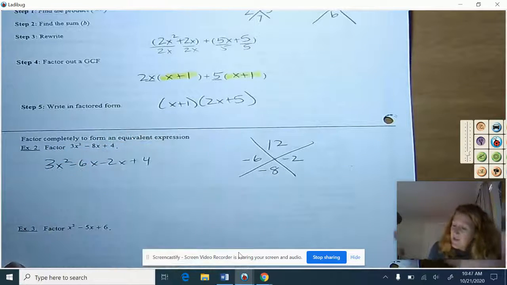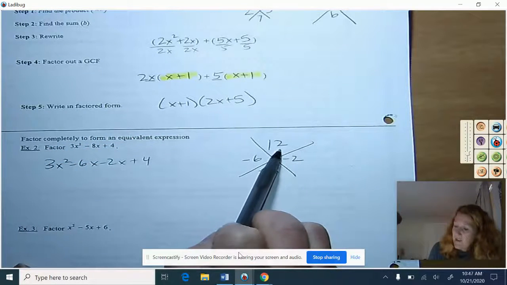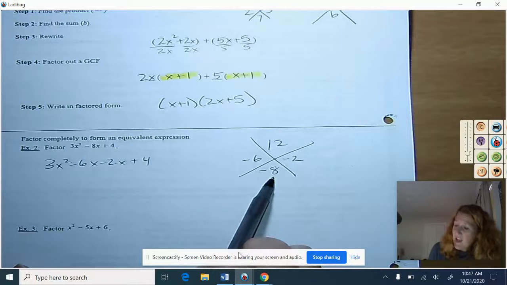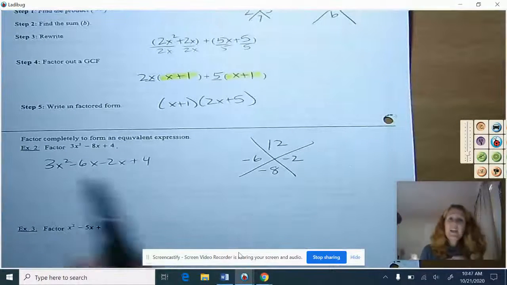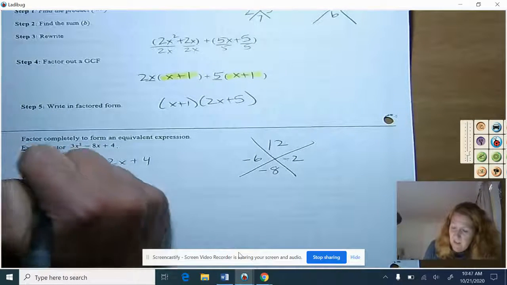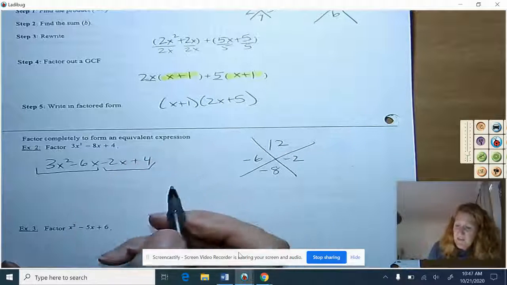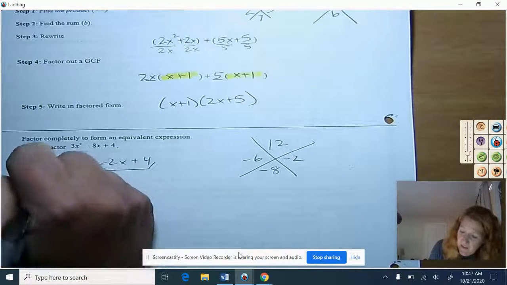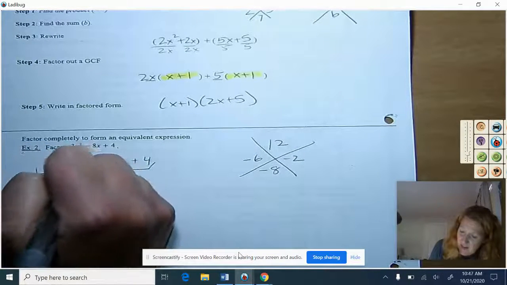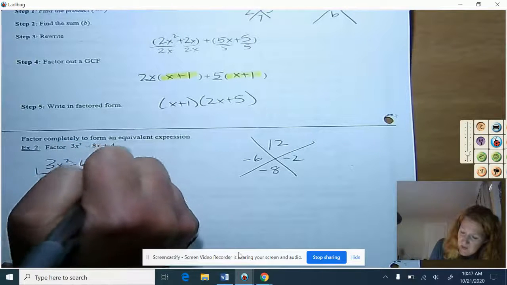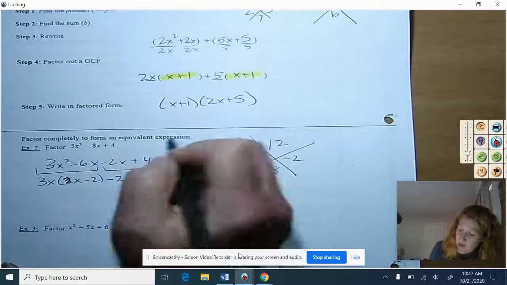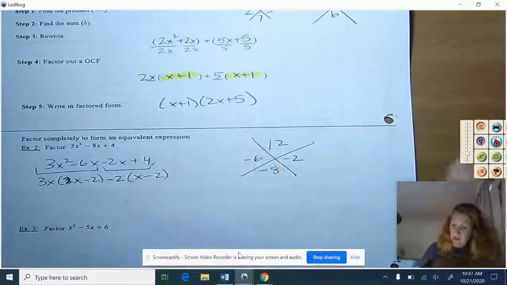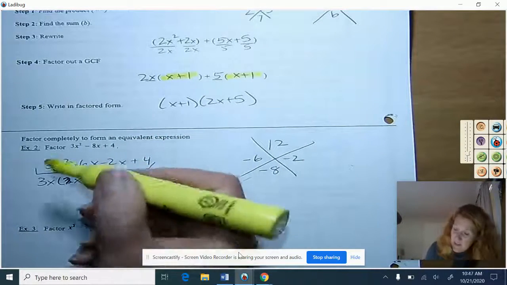All right, so when you do this one, I have a product of 12 and a sum of negative 8. I'm breaking it out into negative 6 and negative 2. Had you done negative 2x and negative 6x, you're going to get a little bit of different work in the middle, but your final answer will be the same. Here, your greatest common factor is 3x. When you divide, you're going to get x minus 2. And then here, you're going to factor out negative 2. When you divide, you're going to get x minus 2, which is good. These have to be the same.